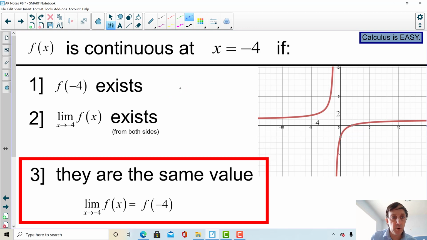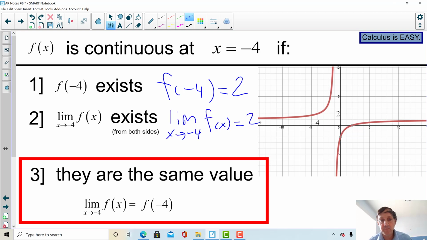Similar example, but there's no hole in the graph. Does f of negative 4 exist? Yes. F of negative 4 is equal to 2. Does the limit exist? Yes. The limit as x goes to negative 4 of f of x is equal to 2.